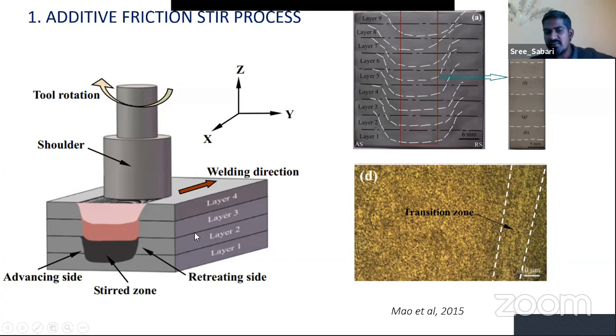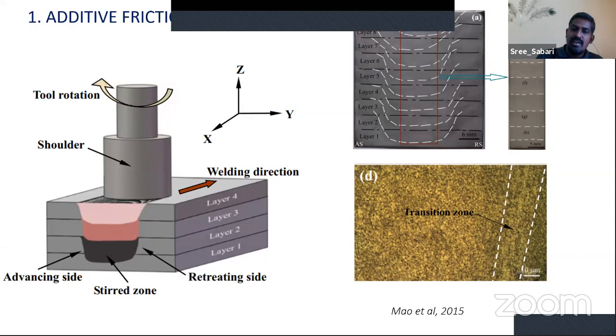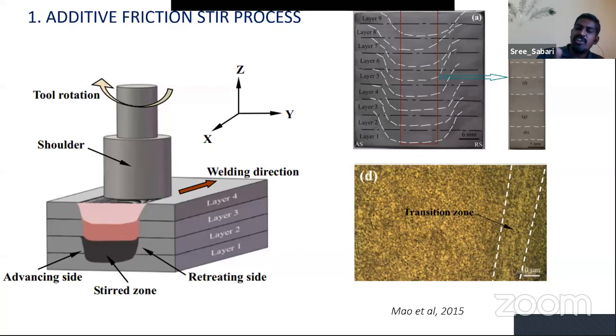First, we use layer one, a solid rigid plate. You place a layer two plate over it and allow a pass over there. Because of the stirring action, the material will flow from layer one to two and two to one, so you get a joining between one and two. Then you add another plate over it and do a pass, which will join to the previous two layers, and then layer four. You can successively add some more plates, and finally you will get a block.